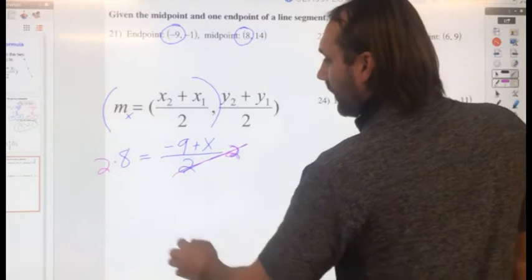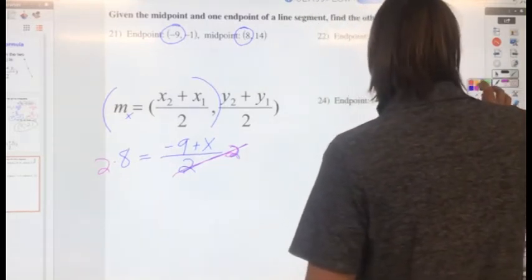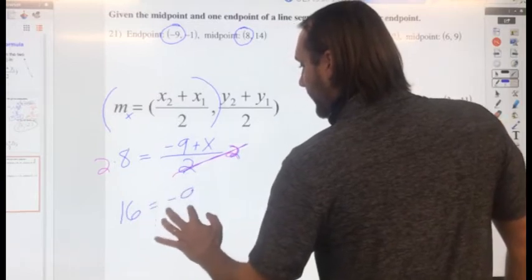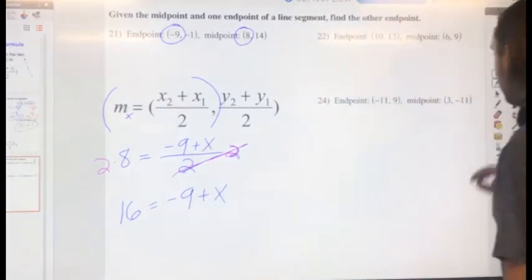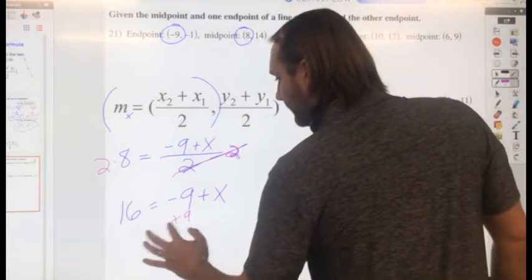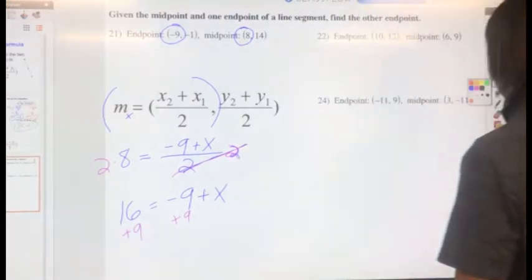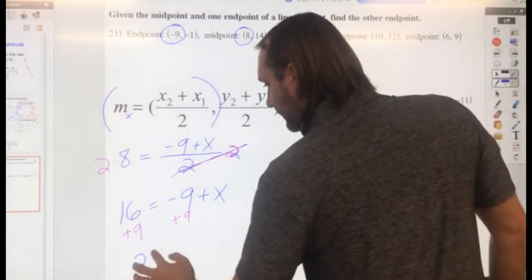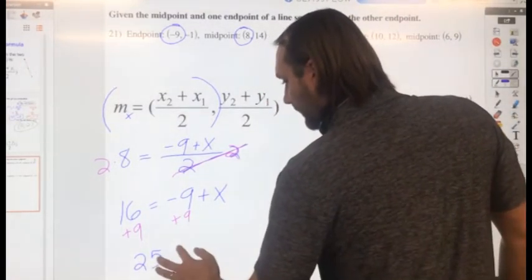That gives me 16 equals negative 9 plus x. And now last but not least, add 9. So I at least know that my x value is 25.